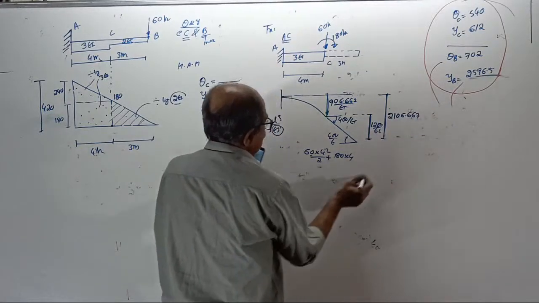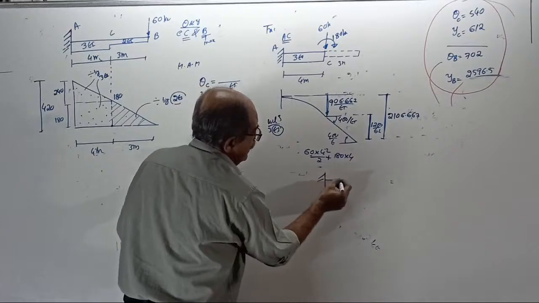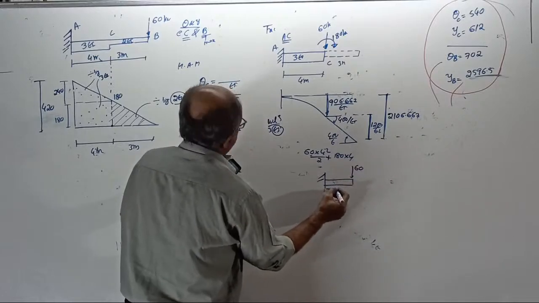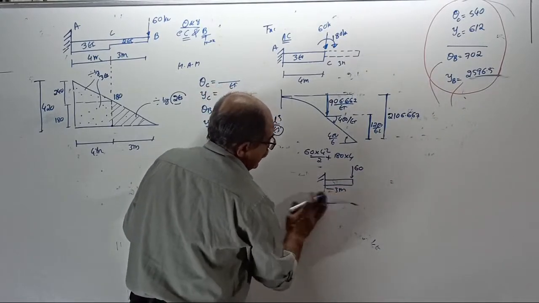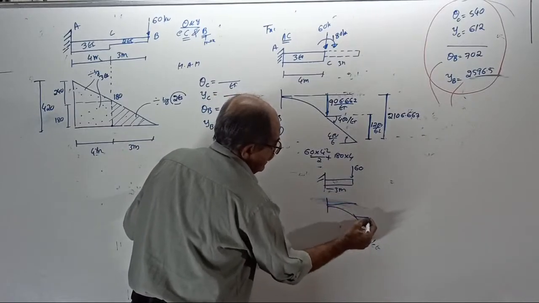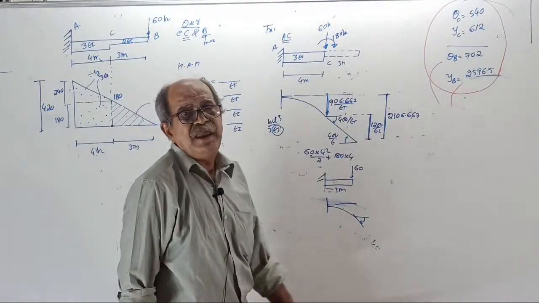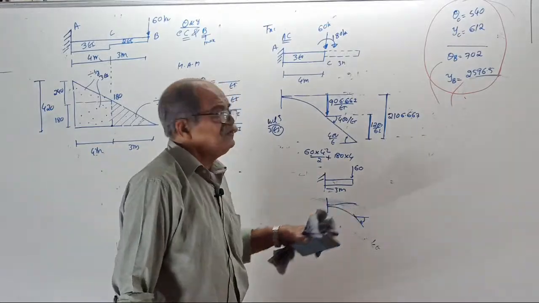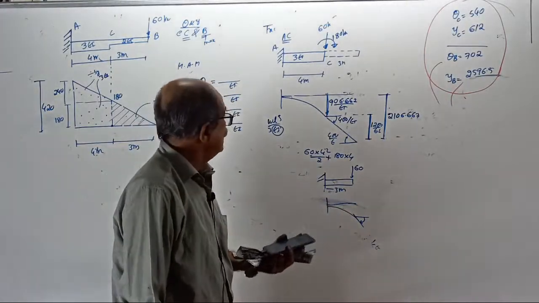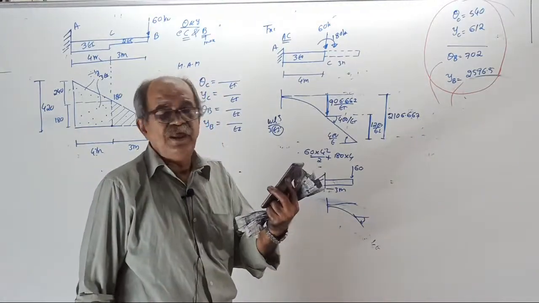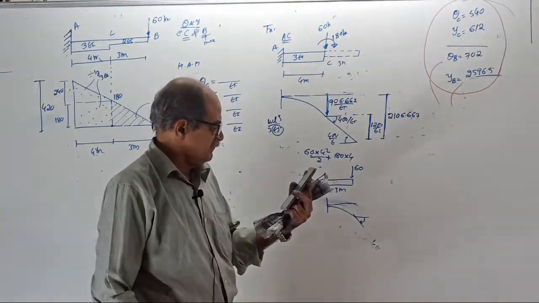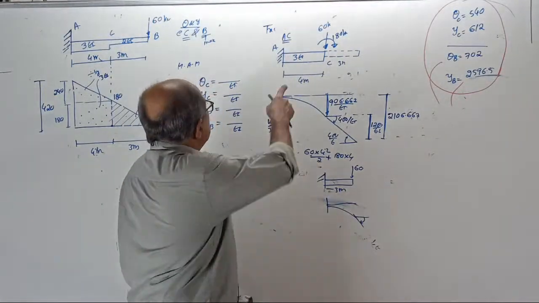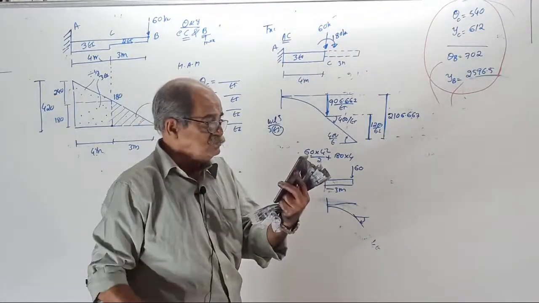2106.667 by EI. Now take a new cantilever where you apply only a point load of 60. Length is 3 meter. For this one, slope here is 60 into 3 square by 2 EI. Don't divide by that given EI. That 2 is formula 2. 60 into 3 square by 2 EI.